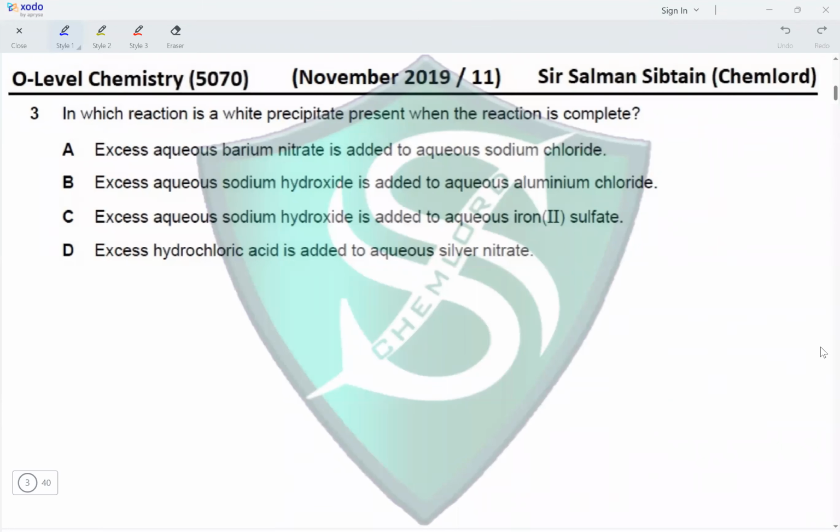Question 3. In which reaction is a white precipitate present when the reaction is complete? Okay. Excess barium nitrate is added to aqueous sodium chloride. There will be no precipitate. Excess aqueous sodium hydroxide is added to aqueous ammonium chloride. There would be no precipitate. Excess aqueous sodium hydroxide is added to aqueous iron 2 sulfate. There would be a precipitate, but its color would be green, not white. Excess hydrochloric acid is added to aqueous silver nitrate. White precipitate of silver chloride will be formed. So this is where we get the white precipitate, making option D the correct option for this question.